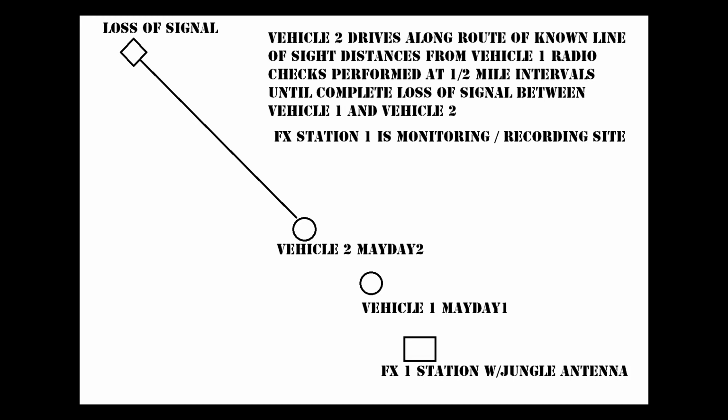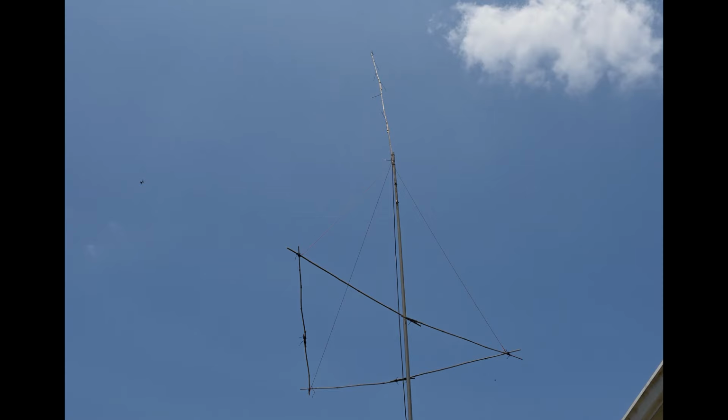Now we are going to test just how far away these two emergency CBs can maintain an effective talk path in this environment with the original equipment as provided by the manufacturer. For this test, we have a fixed location, FX1, that is our monitoring site where the recording is taking place. It is equipped with an SBE Sidebander 4 CB radio and the Field Expedient Jungle antenna at 20 foot of feed point elevation that we built in a previous video.